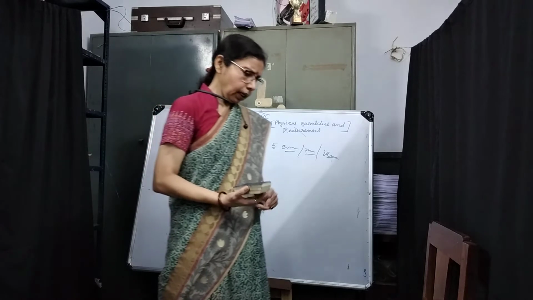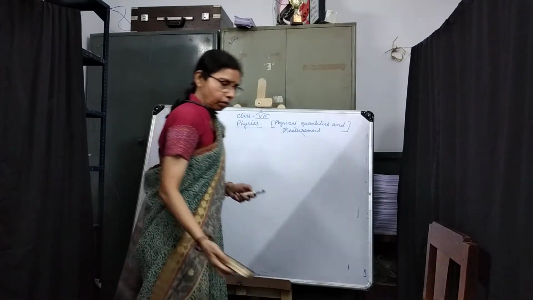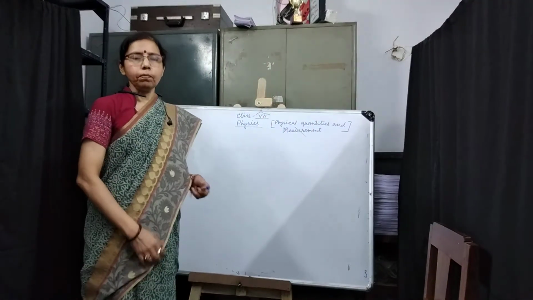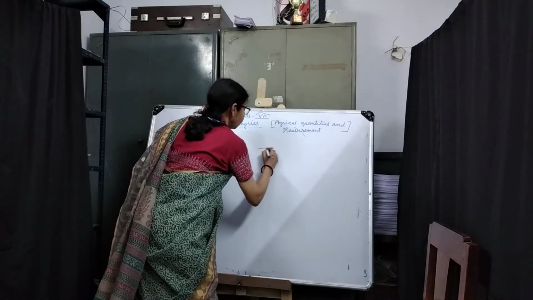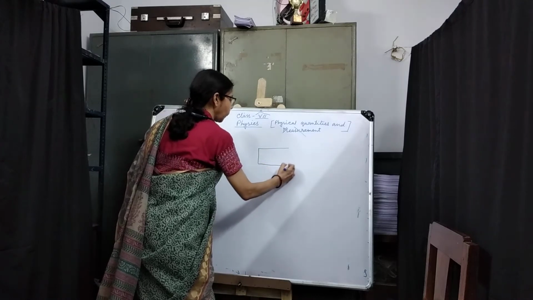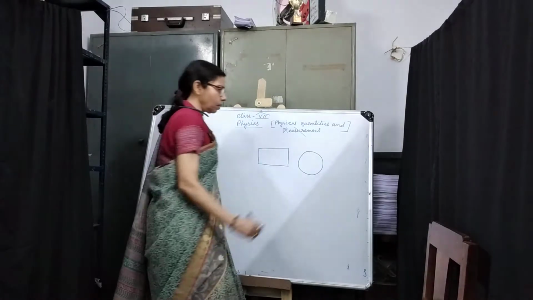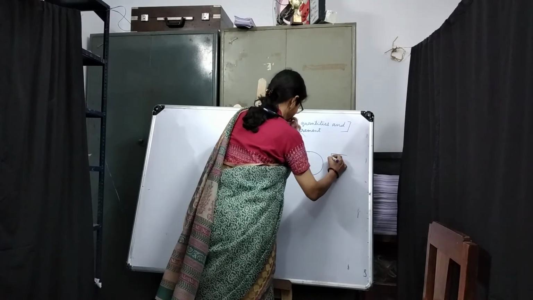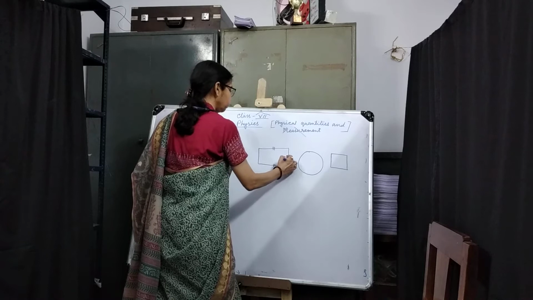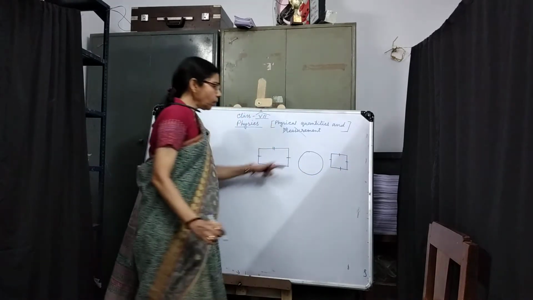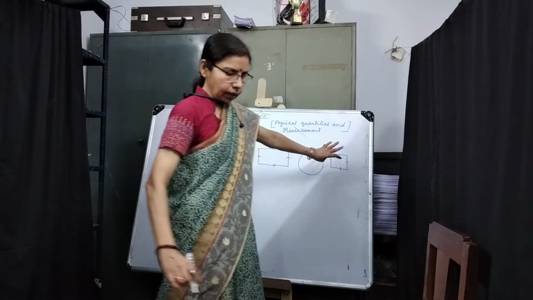The first one we discuss is the area. What is area? It is the amount of surface enclosed by a plane figure, the amount of space. These are also areas. The total space enclosed by a plane figure is called area.